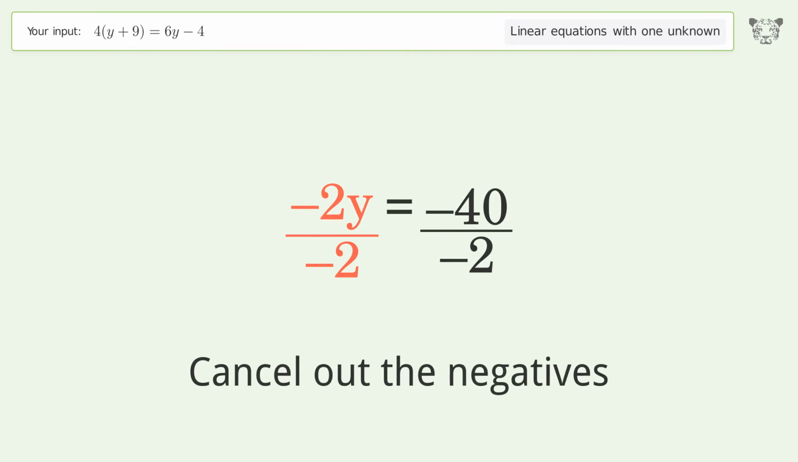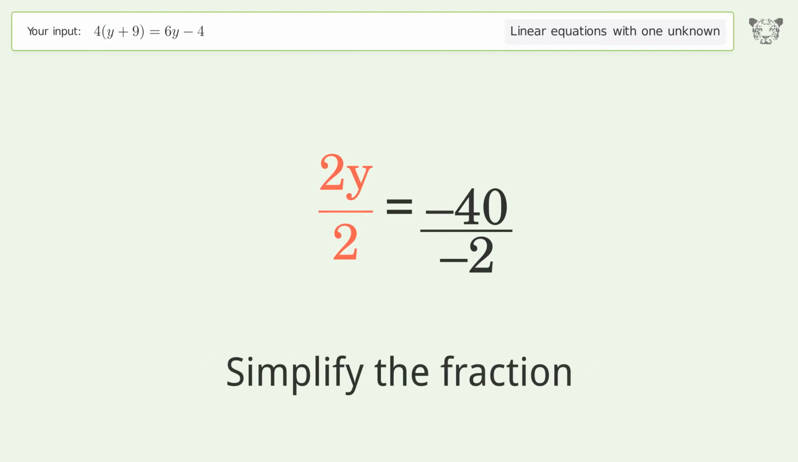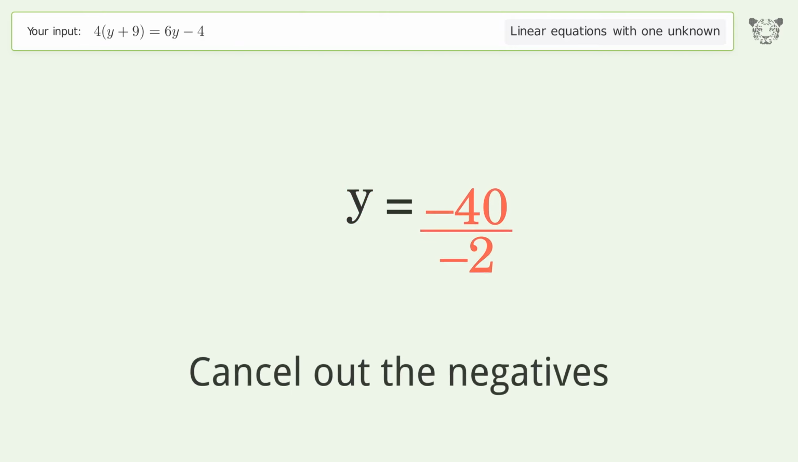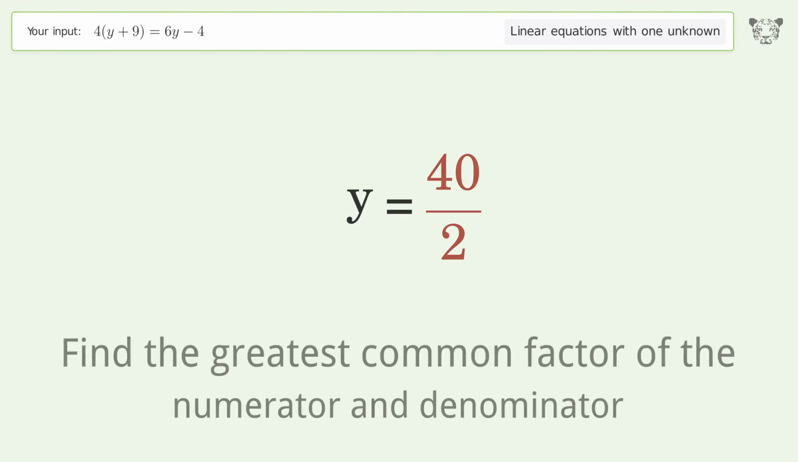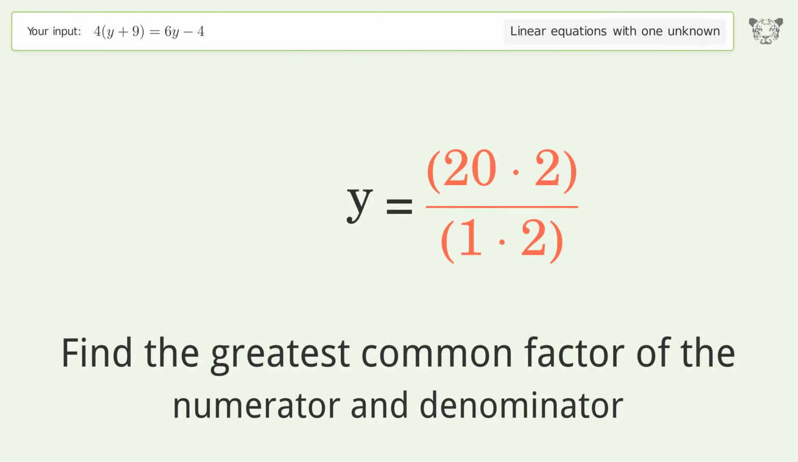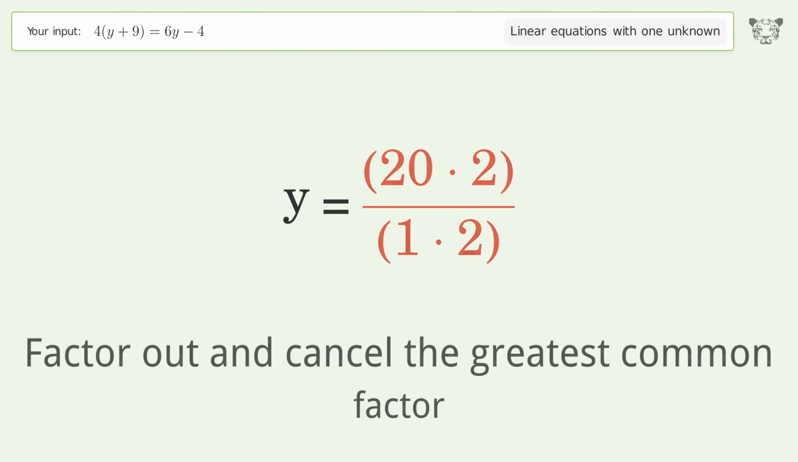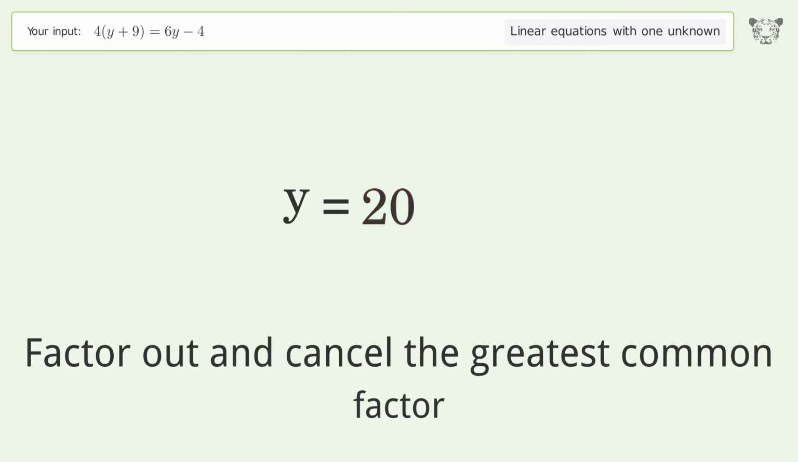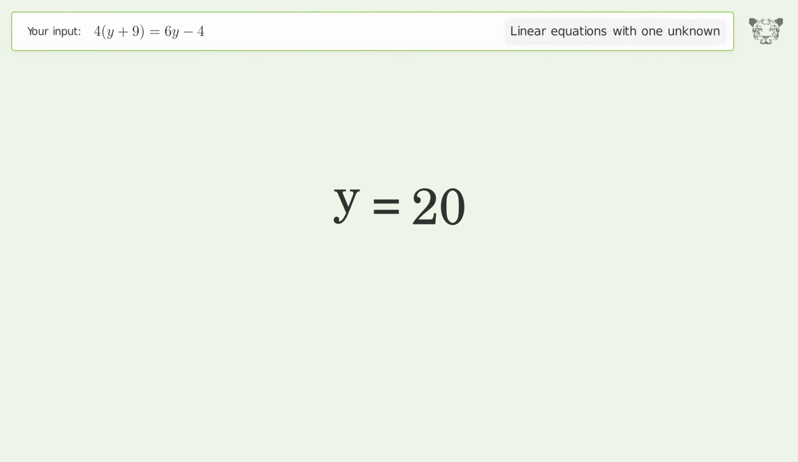Cancel out the negatives. Simplify the fraction. Cancel out the negatives. Find the greatest common factor of the numerator and denominator. Factor out and cancel the greatest common factor. And so the final result is y equals 20.